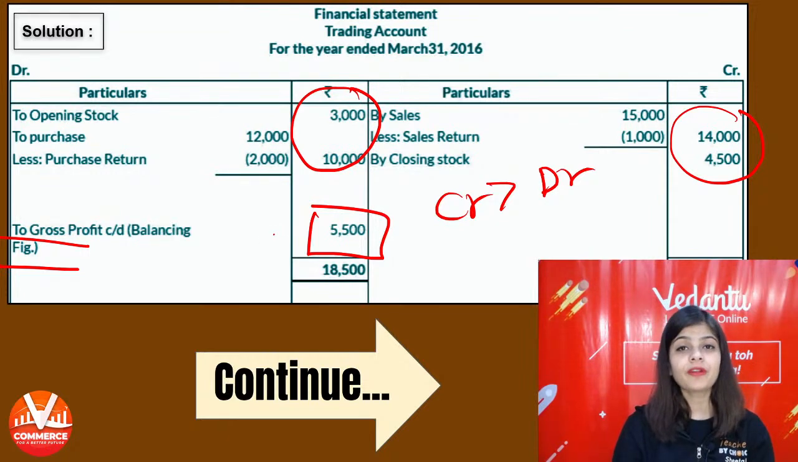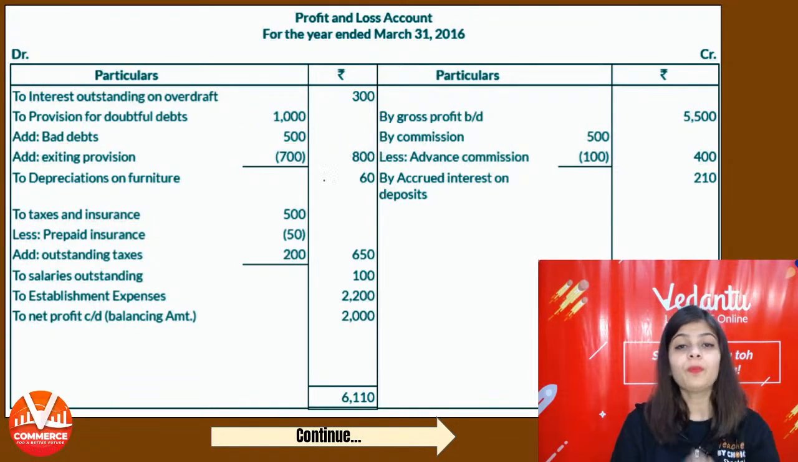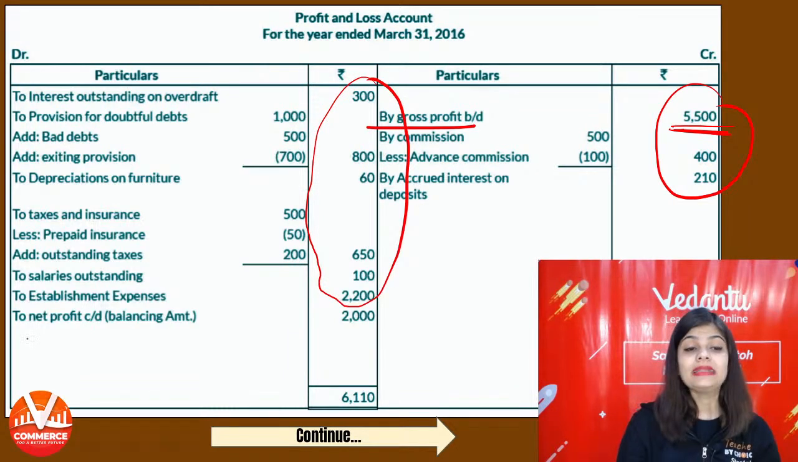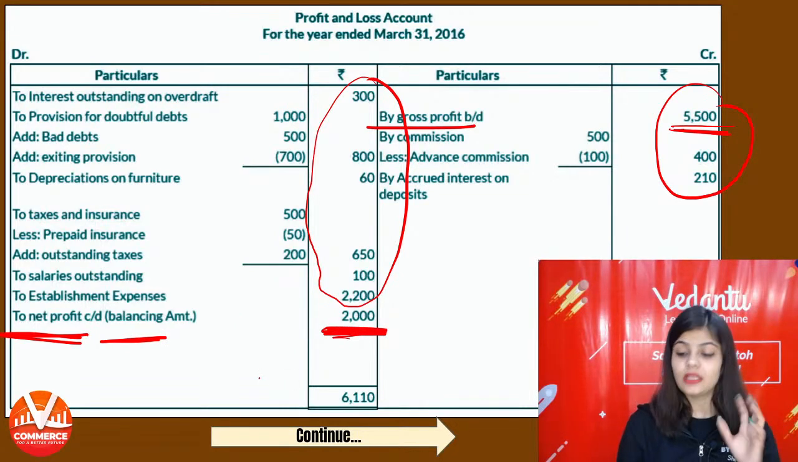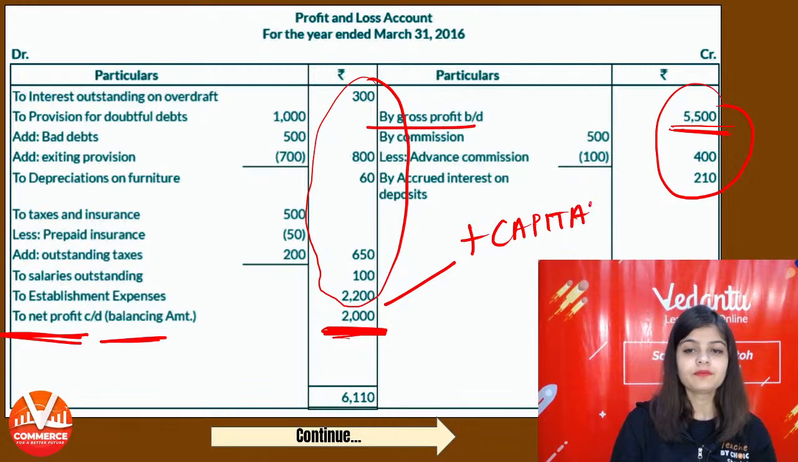This gross profit will be transferred to the P&L account. बाय ग्रॉस प्रॉफिट, ग्रॉस प्रॉफिट को P&L अकाउंट में ट्रांसफर करेंगे बाय ग्रॉस प्रॉफिट 5,500. देन अगेन डू द टोटल ऑफ क्रेडिट, टोटल ऑफ डेबिट, एंड द बैलेंसिंग फिगर इज नेट प्रॉफिट ऑफ 2,000. The balancing figure is the net profit of 2,000. This will be added to capital.